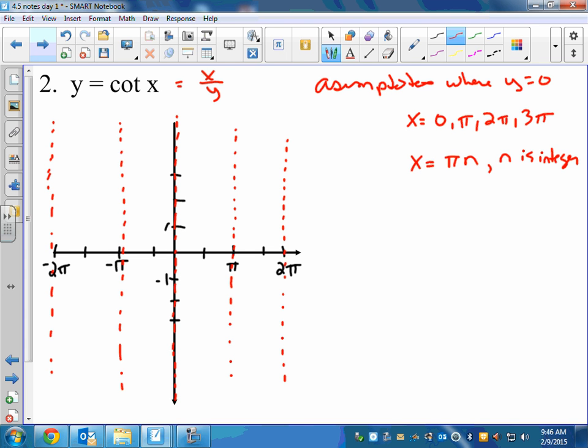So good and bad things. Good thing is they're very similar, tangent and cotangent. Bad thing is they're very similar, so it's easy to confuse them and graph the wrong way, which is why if you're not sure, pick a couple points. But it's still the same idea. Pick the halfway in between and halfway in between.